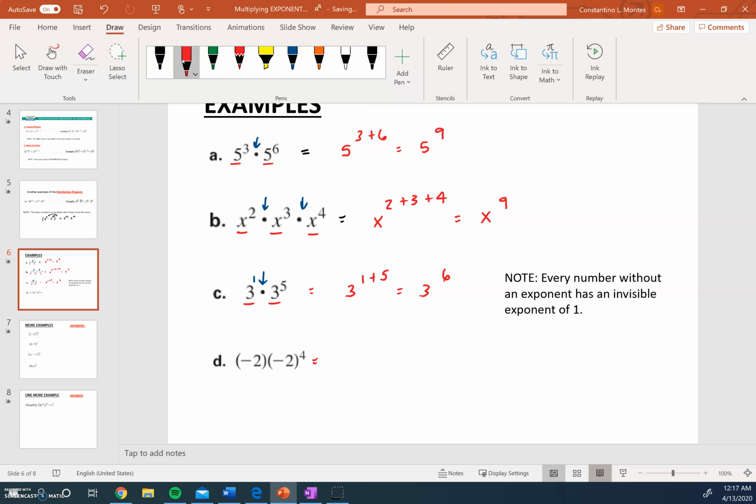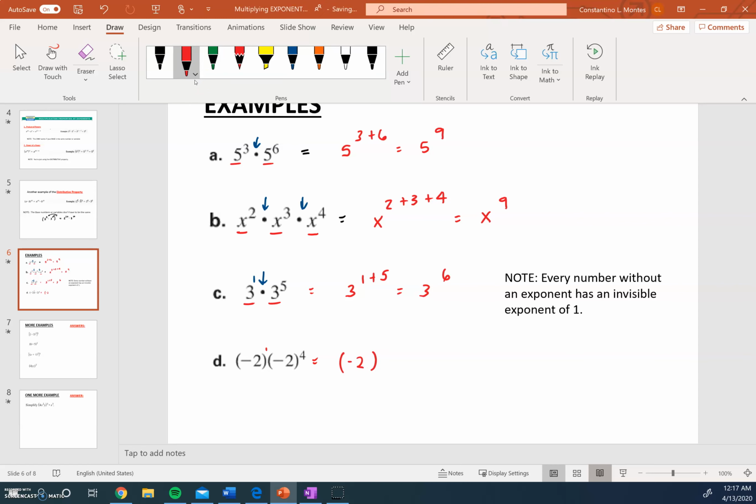Now here's something a little bit different. I have negative 2 in parentheses. That's to the power of 1. And negative 2 in parentheses here to the power of 4. I'm going to treat it exactly the same way. I have negative 2 as my base, the entire thing, and I must keep it in parentheses.